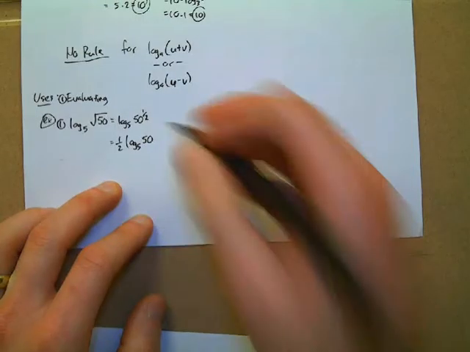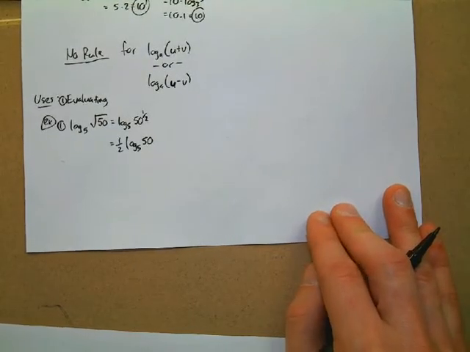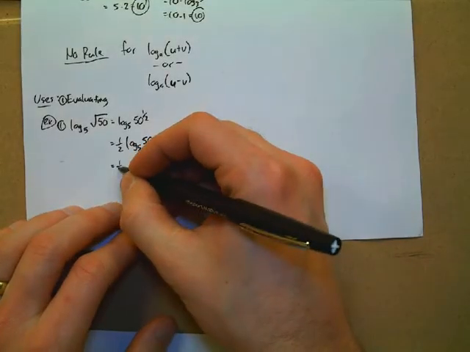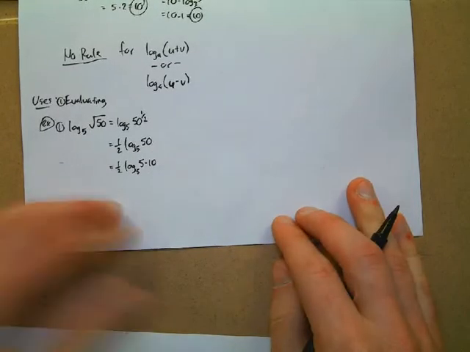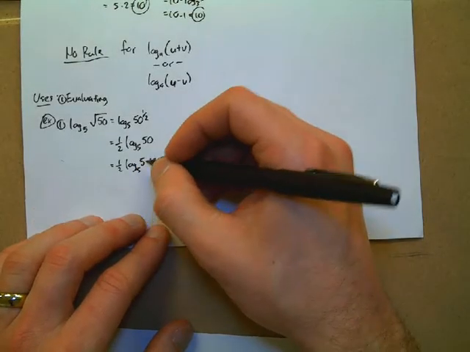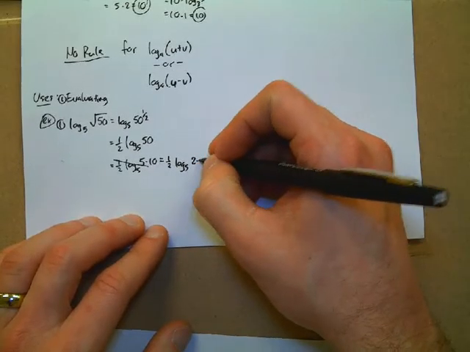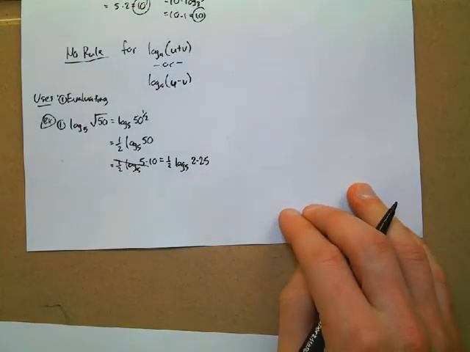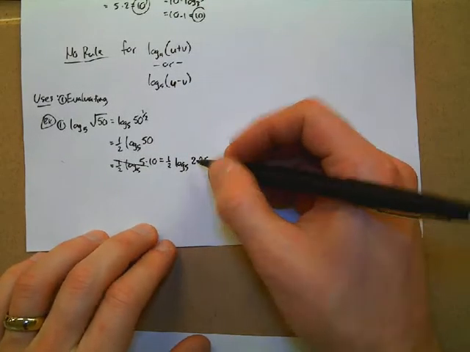Now, to evaluate the logarithm, log base 5 of 50, we're kind of stuck, right? Because 50 is not a power of 5. But 50 is 5 times 10, or maybe better yet, we'd say 50 is 2 times 25. Okay, and so when we have a product inside our logarithm here, we can make it addition.